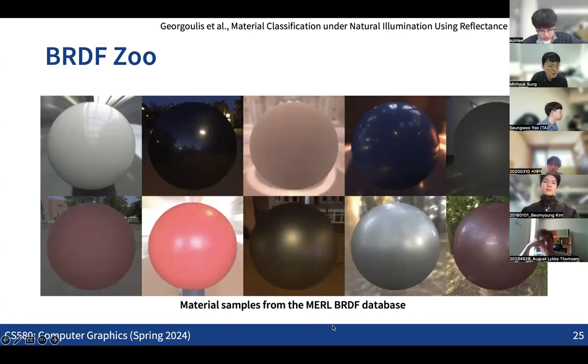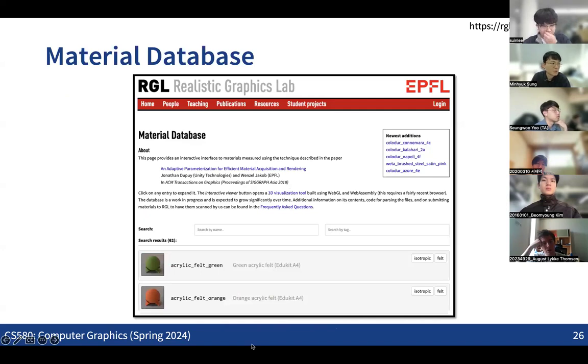You can also check out some of the databases that describe different kinds of material patterns like this. There are some famous BRDF databases; the MERL BRDF database is one of the famous databases for BRDFs. There is also another famous material database from EPFL. You can check those out if you want to utilize these material properties in your rendering pipeline.